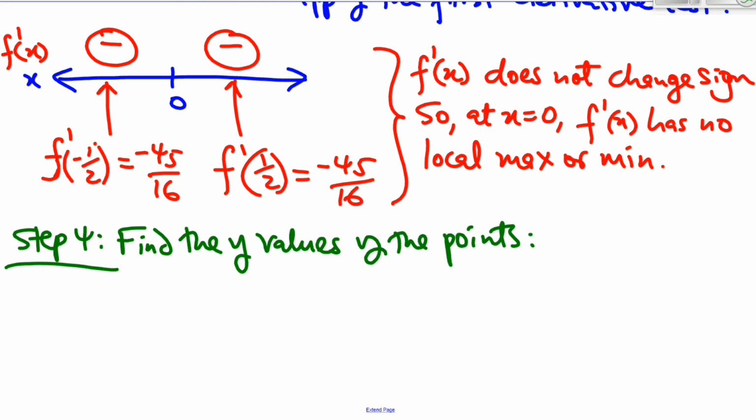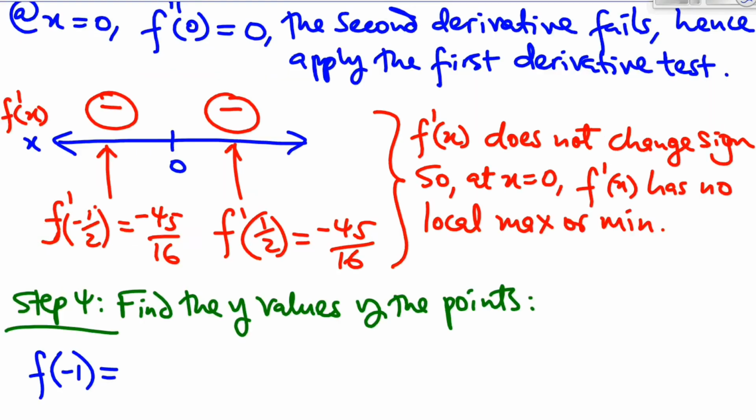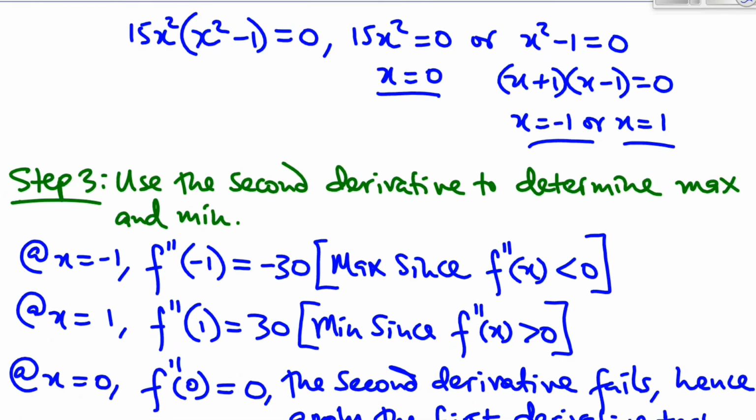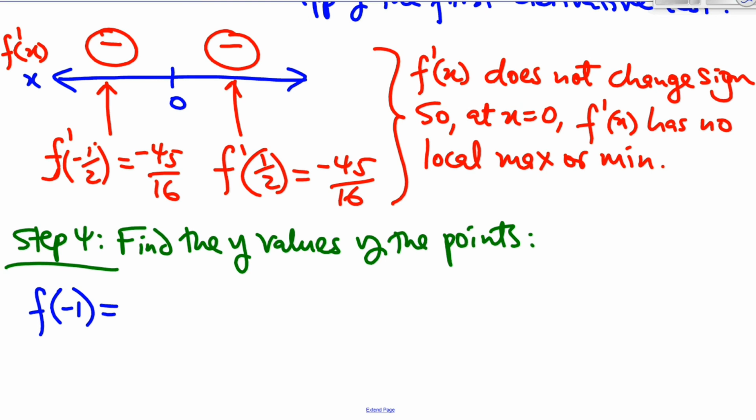What that means is we need to plug in negative 1 in place of x in the original function. So if you plug in negative 1, what do you end up with? That will be 2. This is where the maximum point is. So we can say there's a maximum point at (-1, 2).